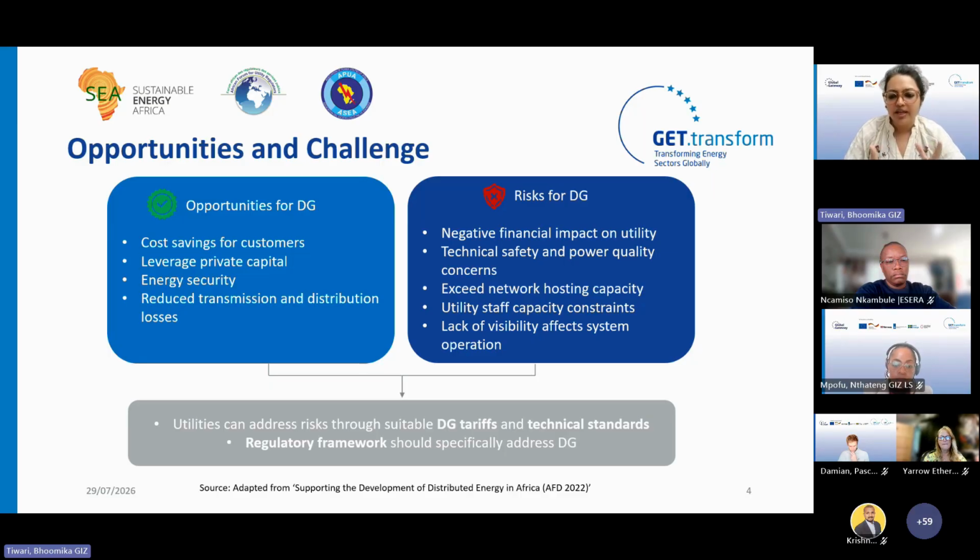However, despite all these amazing opportunities and benefits that do come with distributed generation systems, there are a number of risks that we also see.